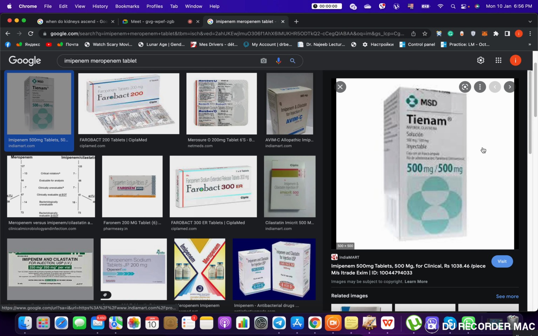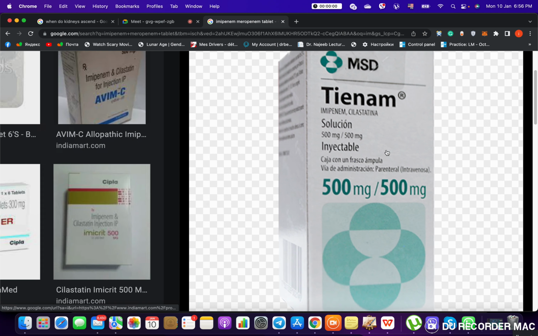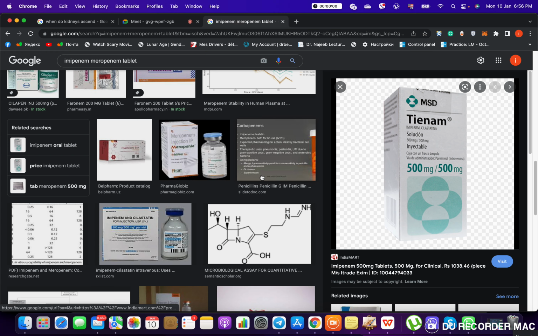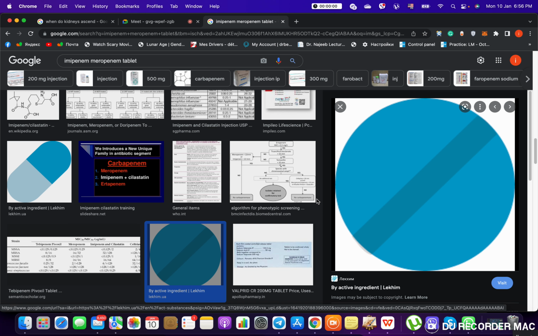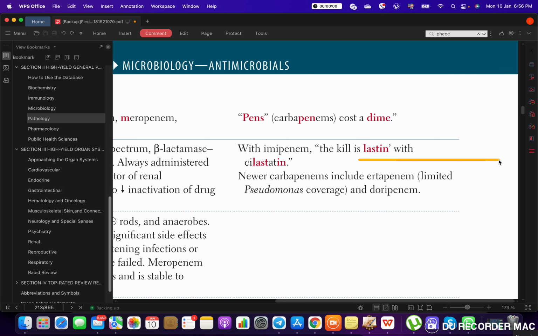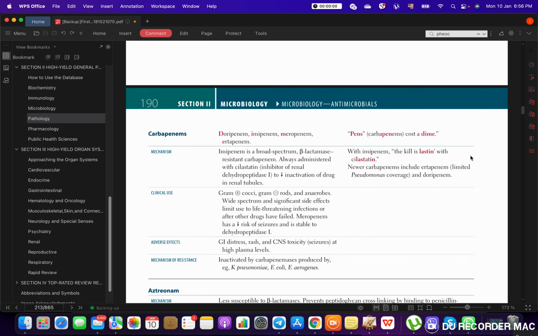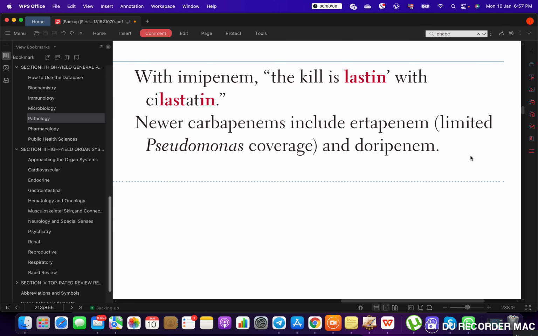They come in the same type of injection or tablet. So you can see here, for example, imipenem and cilastatin. See, 500 milligrams of this guy, 500 milligrams of this guy. So they come in the same pill for you not to do something stupid and take one pill only. One of them has the one drug, the other one has the next drug. So with imipenem, keep it lasting with cilastatin. I hope you did that Sketchy video. Keep it lasting with cilastatin.